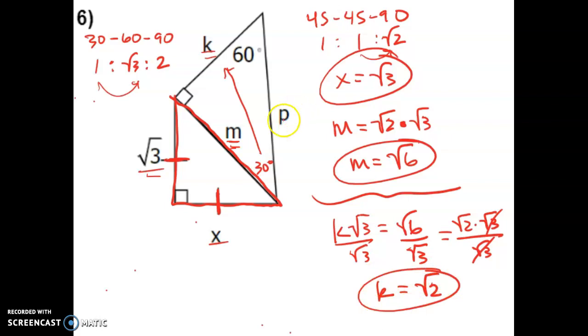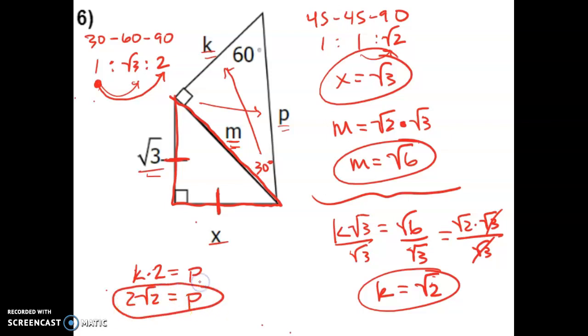Last thing, if I want to find p here, this side p that's opposite the 90-degree angle, I got to take whatever's opposite the 30-degree angle and multiply it by 2, and that gets me to the 90-degree angle. So k happens to be opposite the 30, so if I take k, multiply it by 2, that gets me p. Plug in what we know, it's root 2 times 2, and that's equal to p, and that's as far as we can go if we keep this in terms of simplified radicals.